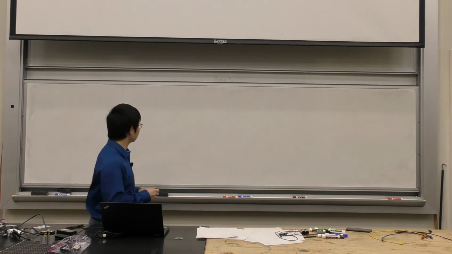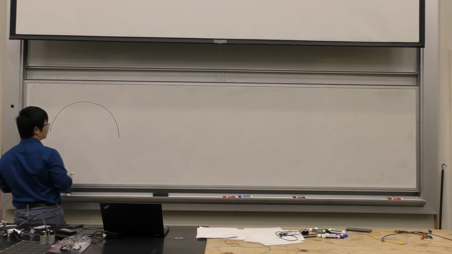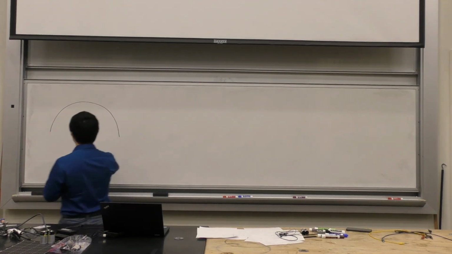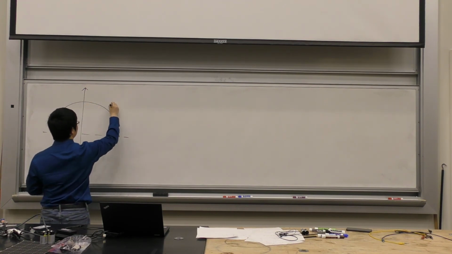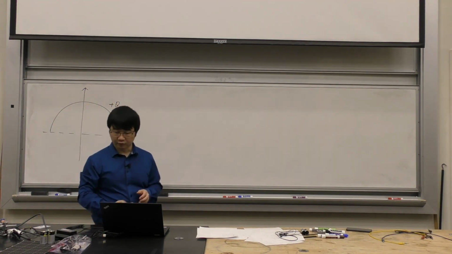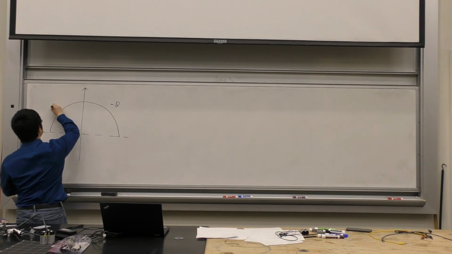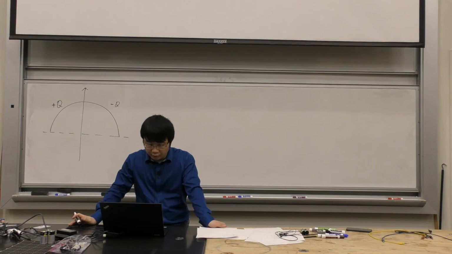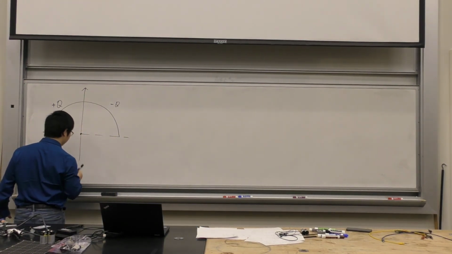A semicircle has been charged. So the right half, so this part is charged with negative Q. So the left half has been charged with positive Q. Now we want to find the electric field at the origin produced by this whole distribution of charge. So we want to find the electric field at this point.